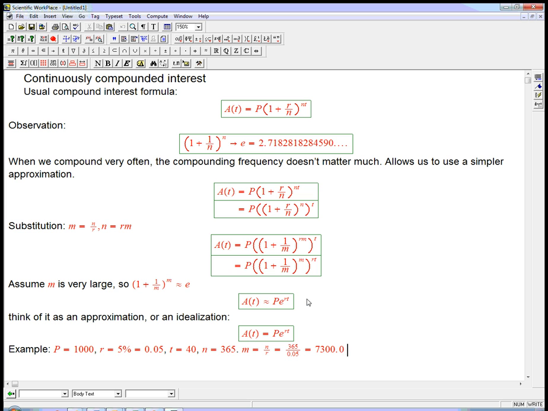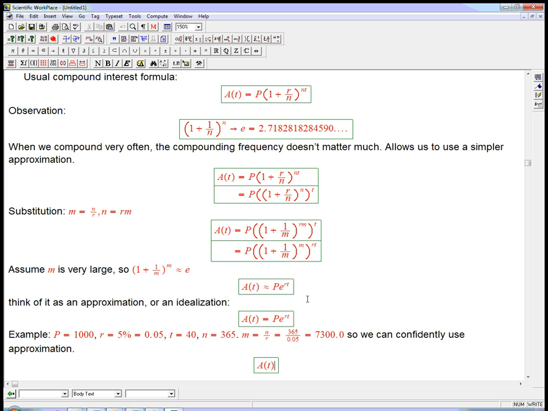Okay. So we can confidently use the approximation. And so we just go ahead and say PERT instead of all the complicated version. And so we get $1,000 times e to the 0.05 times 40. And we don't put in the 365 at all. We just made sure that 365 was a pretty big number. Okay, or really it's the 7,300 that was big.